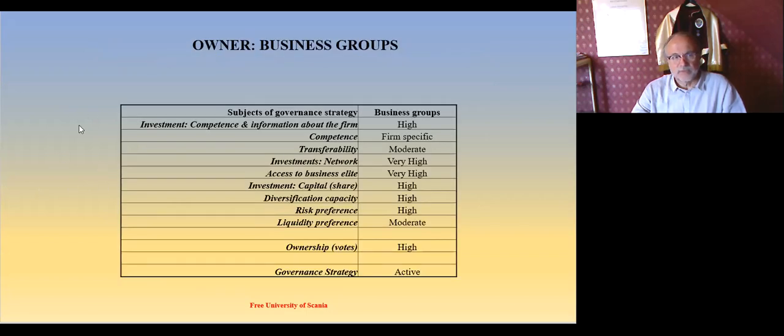So, to sum up, the owner of business, when we talk about business groups, the competence and information about the firm is extremely high. They know about the corporation because they have been running this corporation for 100 years. The competence is firm specific, but they also have this general competence within the banks. Transferability, it's moderate or even low. Moderate, sometimes they disinvest, they leave one corporation, but certain corporations, they always keep. For example, in the Wallenberg Group, you cannot imagine the idea that they are selling Atlas Copco. That is a basic foundation of the Wallenberg Group.